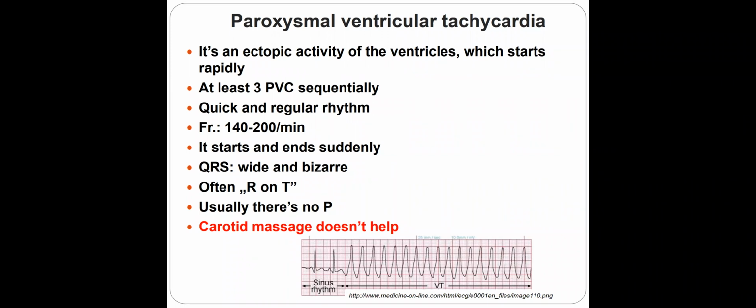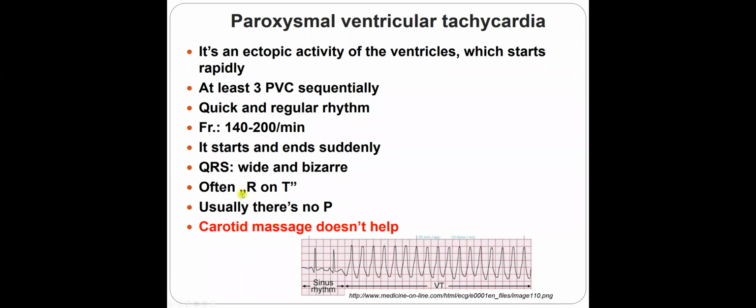Paroxysmal ventricular tachycardia, again, starts suddenly. The rate is around 140 to 200, starts suddenly and ceases suddenly. Carotid massage does not do anything at all.